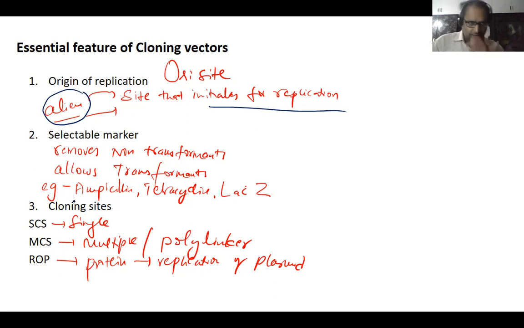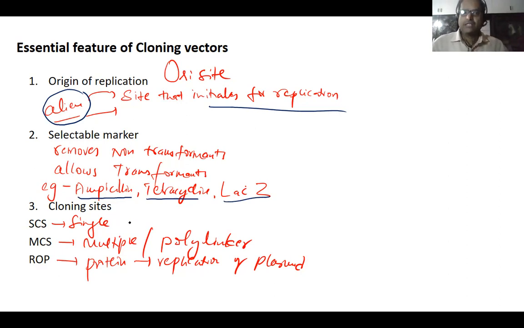What is a selectable marker? A selectable marker is one which can remove the non-transformants, the unwanted things, but allows the desirable things. The undesirable things can be removed and the desirable things can be added. It allows the transformants and removes the non-transformants. For example, we want to introduce genes like the ampicillin resistance gene, tetracycline resistance gene, and lacZ gene. These are examples of selectable markers.